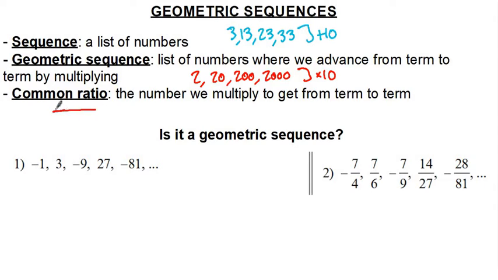And the number that we multiply by, the name for it, is called the common ratio, and we symbolize that with the letter R. So for each of these two examples, we're going to answer the question, is it a geometric sequence? And if it is, we'll get the common ratio and the next couple terms.